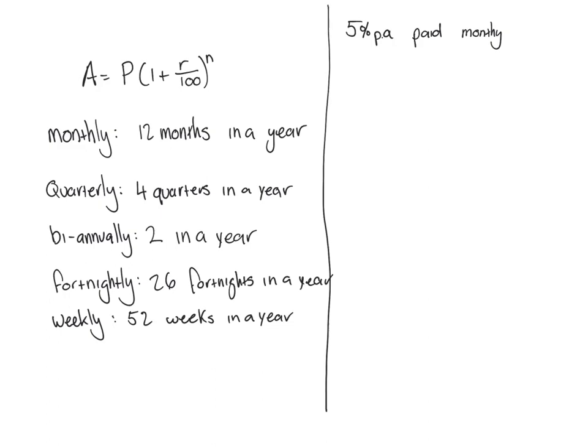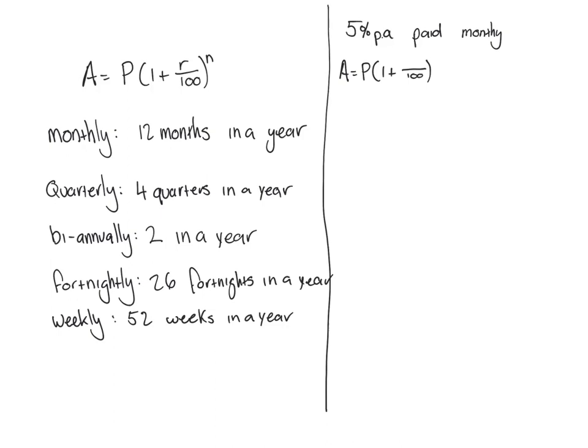Now let's have a look at some examples. In this first example, we're looking at 5% interest per annum, so that's a yearly interest rate, but this time it's paid monthly. What we need to do with our formula is change the interest rate part and the compounding numbers part. Most of our formula is the same. We still have the principal, we still have 1 plus, but the rate is going to be different.